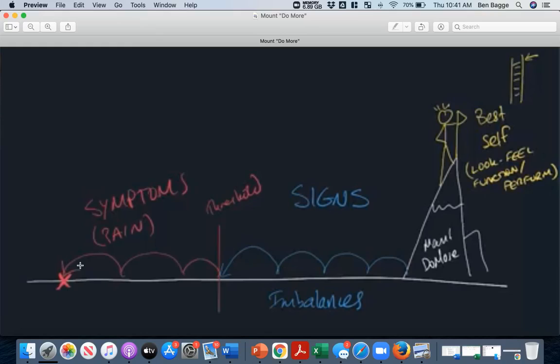So at Pro+Kinetix, we have a 3-step process of how physical therapy works with us. The first phase is we want to decrease the pain that you're experiencing. That's just phase 1. Phase 2 is to correct these signs and these imbalances. And then phase 3, which I haven't talked about, is our Mount Do More. Okay, Mount Do More. That is helping you guys achieve your best self. What does that look like? It's different for everybody, and it's tailored to whatever is a high priority for you guys as patients and what you want to get back to.